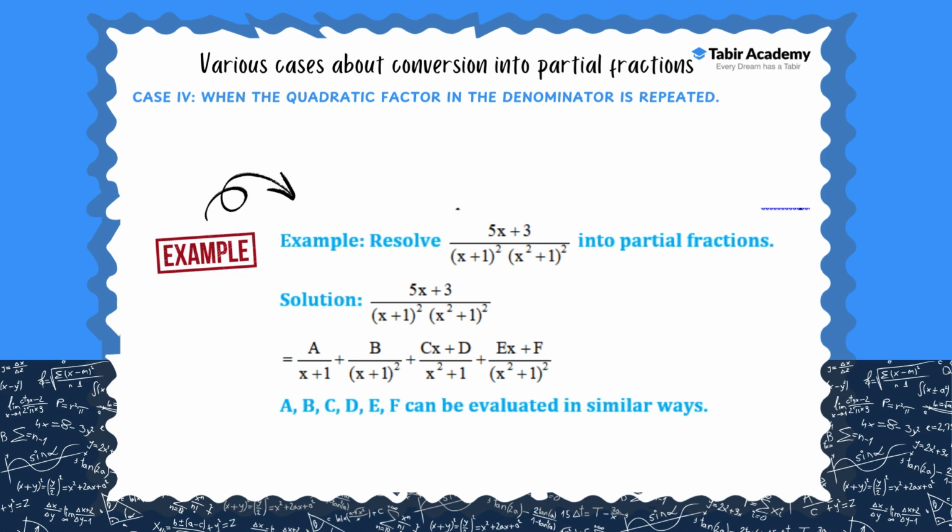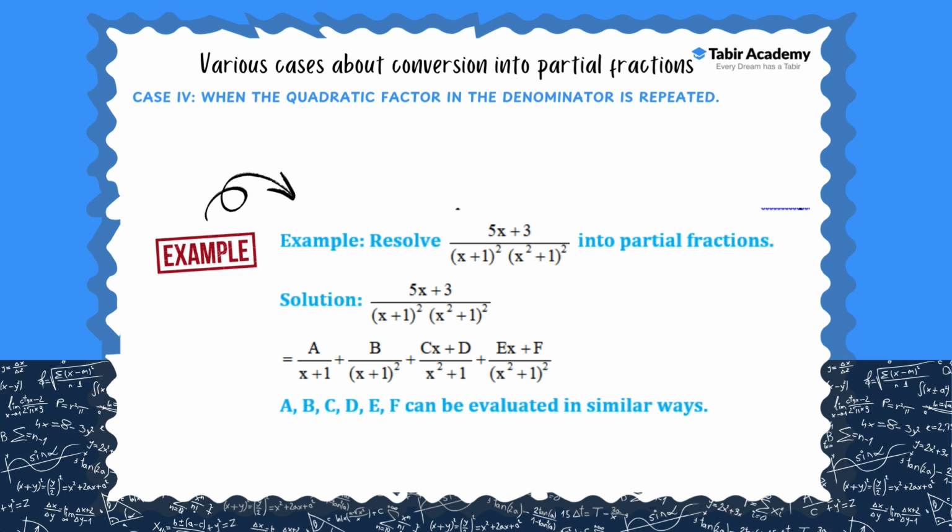One will have x plus 1 as the denominator. Second will have x plus 1 whole square as the denominator. And then thirdly, जब एक quadratic factor है denominator में, then we'll add cx plus d as the numerator. And similarly दोबारा हम x square plus 1 whole square की एक fraction add करेंगे, and it will have ex plus f as the numerator.